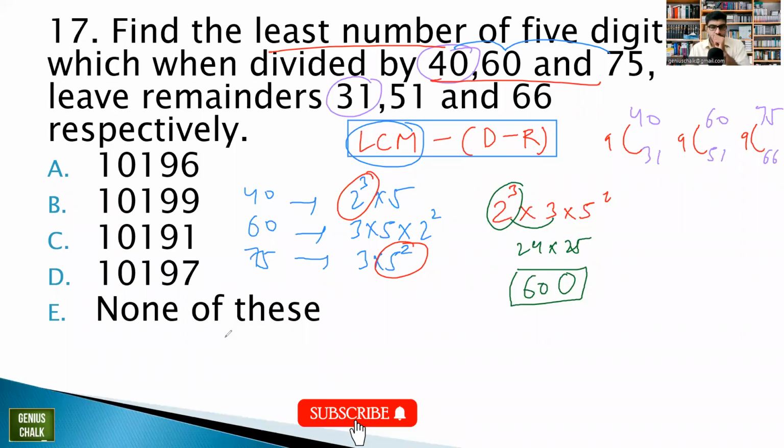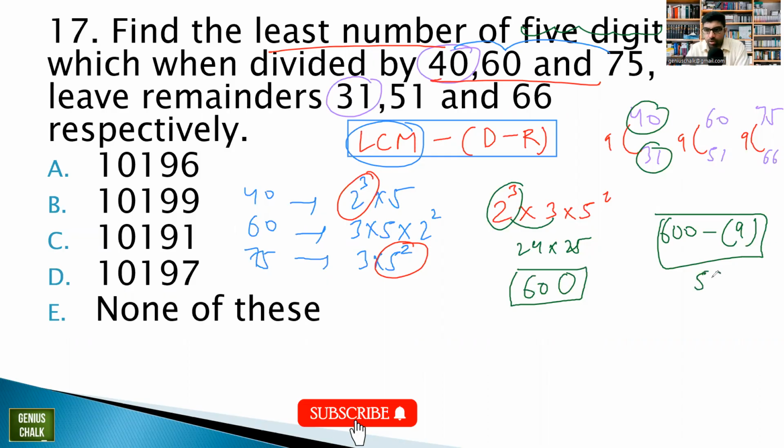Now, there is something important. If this 5 digit condition is not written, then my answer would be 600 minus 9, the difference of divisor and remainder. I would say 591 is my least number. But here, 5 digits is also written. That means I need to check it further, whether this is verified by 5 digits as well.